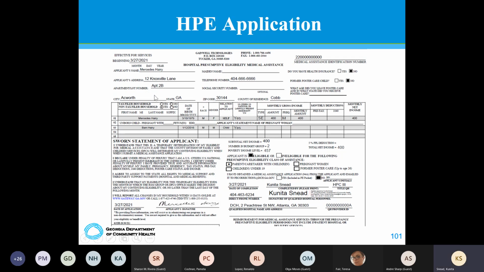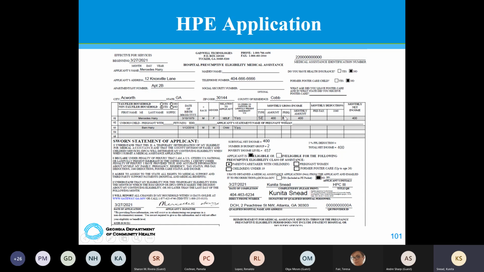And remember, this was a non-tax filer household, so you're going to darken in yes for non-tax filer household. Mercedes Harris information goes on line 1, her name, date of birth, race, gender. Yes for citizenship. She has income, so her type is going to be SE for self-employment. I know this says gross, but for self-employment, we count the net, so you're going to put 400 right here for amount.